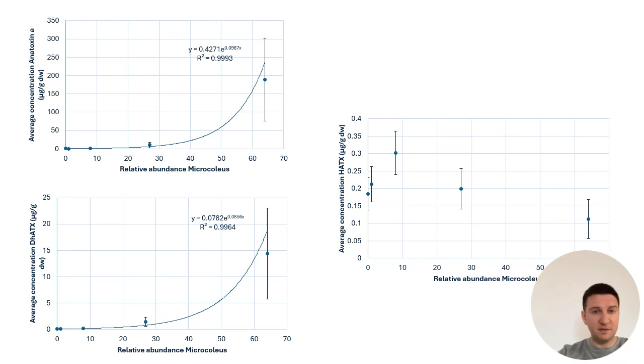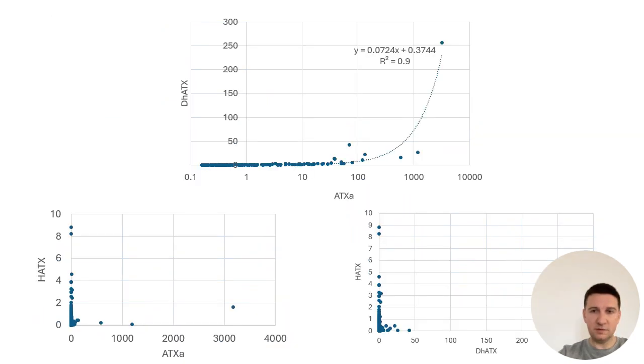But the most interesting results that we found is a positive correlation between the concentration of anatoxin A and the abundance of Microcoleus, and also the concentration of dihydroanatoxin with the abundance of Microcoleus, and also a positive correlation between dihydroanatoxin and anatoxin A in our samples.